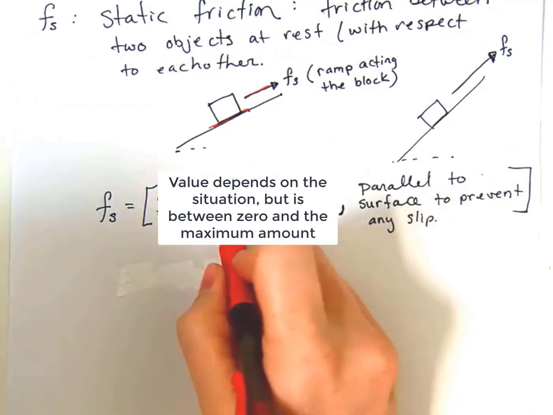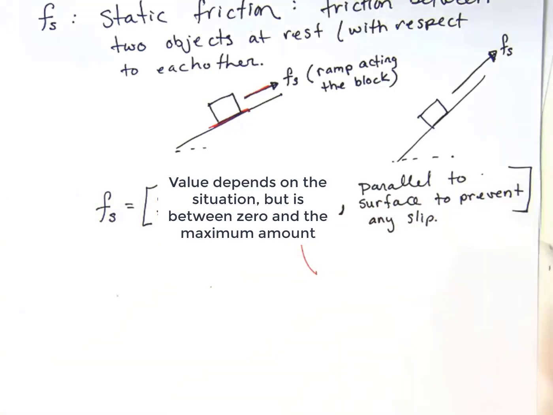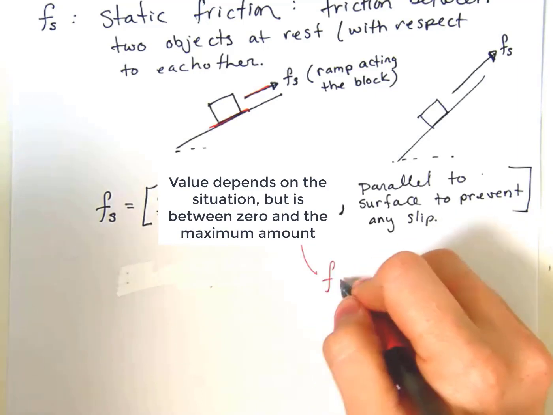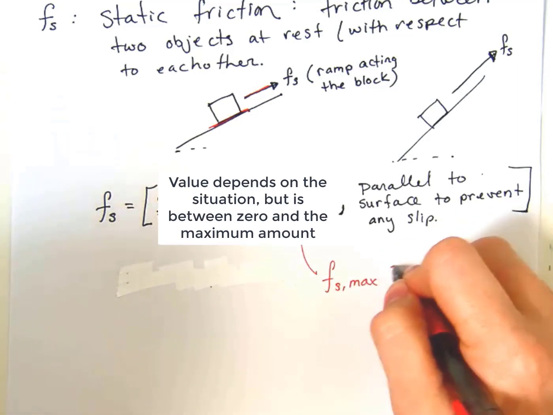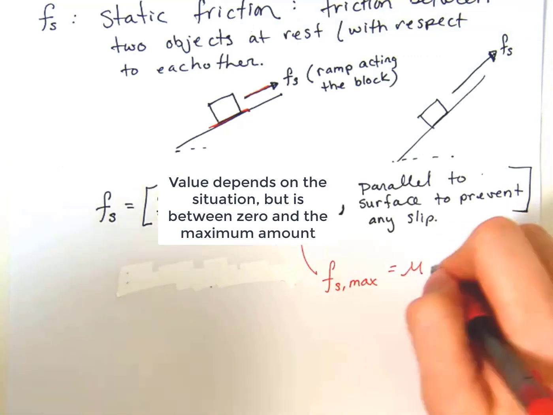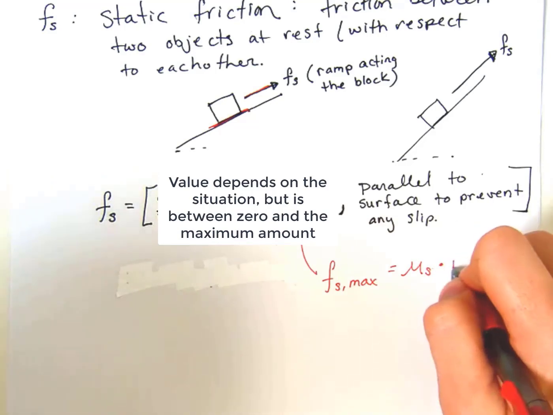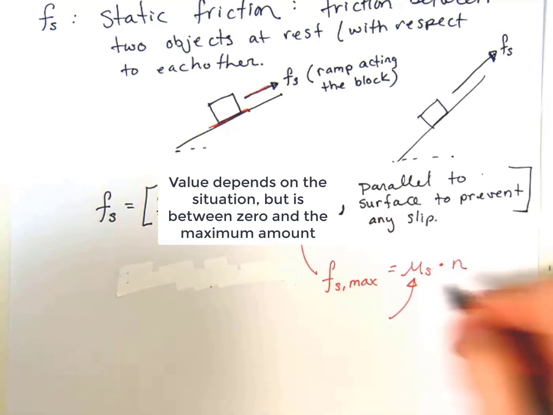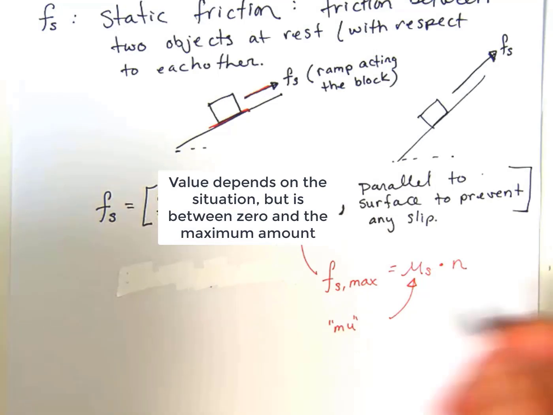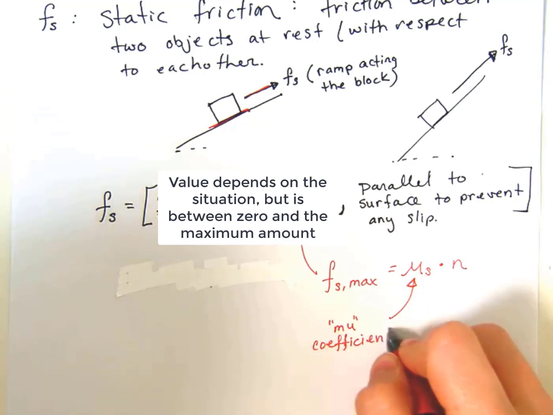There is a way to find the maximum amount. We do have an equation that would help us get that. And so that would be the maximum static friction value. And that is going to be equal to a coefficient called mu s times the normal force. And so mu s, so first of all, that's the Greek letter mu, is going to be the coefficient of static friction.